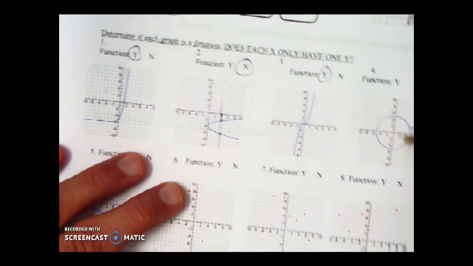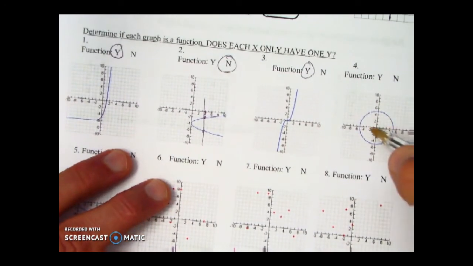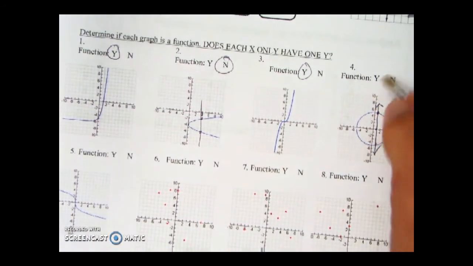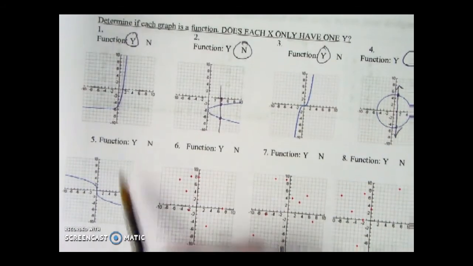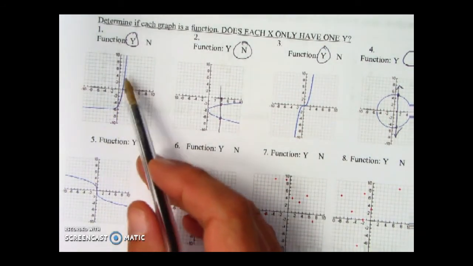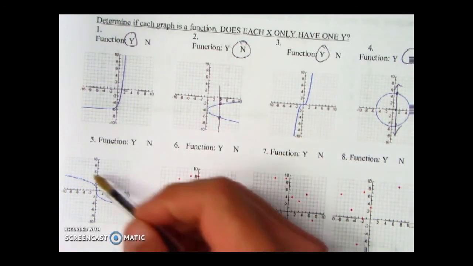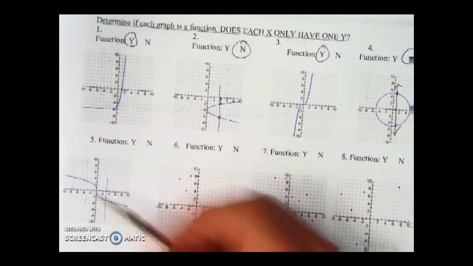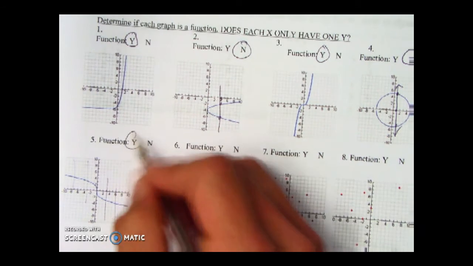All right, so let's look at the circle. If my x value is 1, I can get a y here, and I can get a y there. If I can draw this straight line and hit more than one point on the line, then it is not a function. So what do you think about this? This looks close like it's not a function, but it curves. Obviously, if we can draw a straight line up and down, then it is a function.